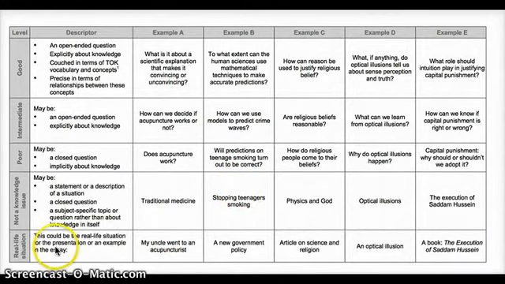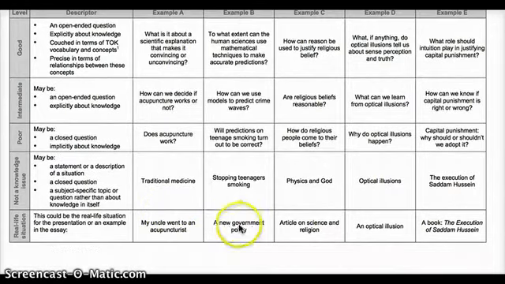We've got the real life situations across the bottom here, and they're driving up towards really good examples. And we've got 5 really cool examples here. So here's the acupuncture one. Let's look at a new government policy. It's about stopping teenagers smoking. All right, so still a closed question and it's subject specific, etc. Then we move on to, will predictions on teenage smoking turn out to be correct? It's now about predictions, so it's a little bit more about knowledge.